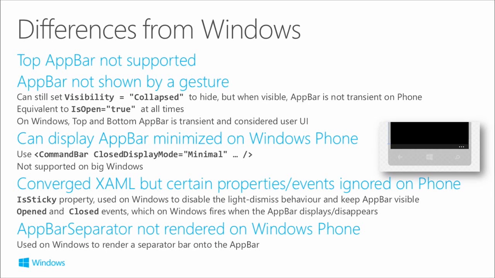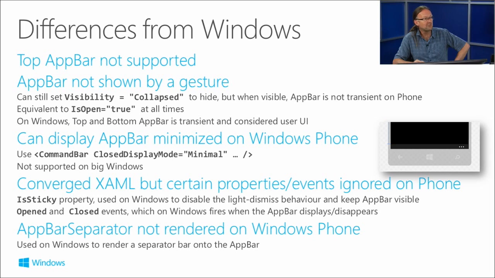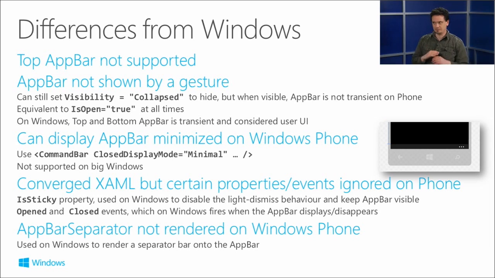So there are some differences from Windows, which I'm just going to call out. On big Windows, you can have a top app bar. Not on phone. We're only having a bottom app bar. I think, correct me if I'm wrong, but actually you could put a top app bar in your XAML. It might just be ignored, or it might throw an exception. Yeah, no, it will just ignore it, and it does the same with the bottom app bar if you put in commands that can't render, or too many primary commands. Oh yeah, because you only got 4 for phone. Right, yeah. It'll show up on Windows and it'll just ignore it on phone.